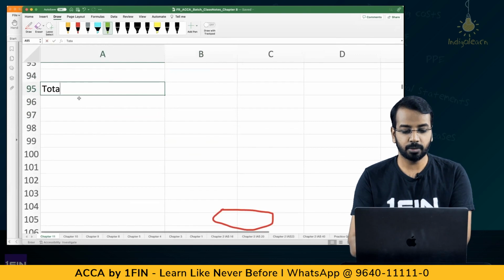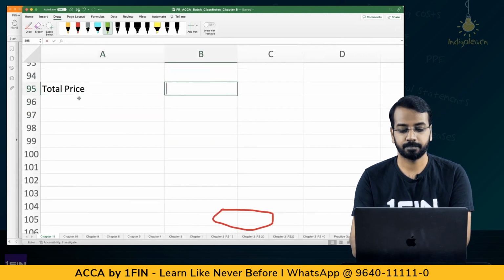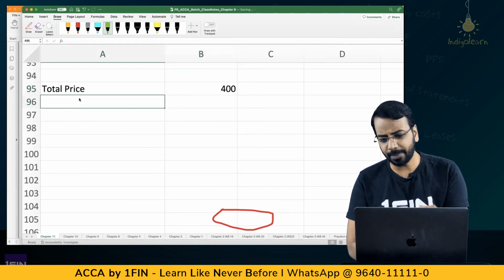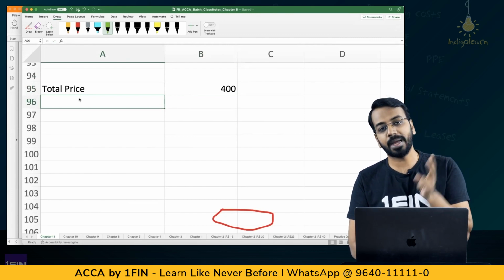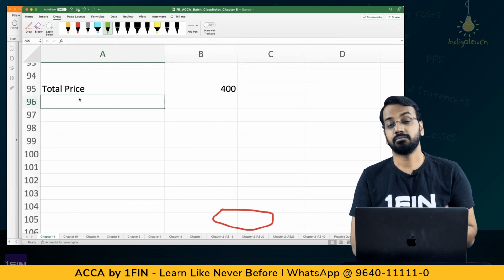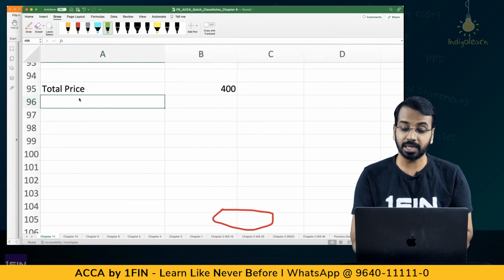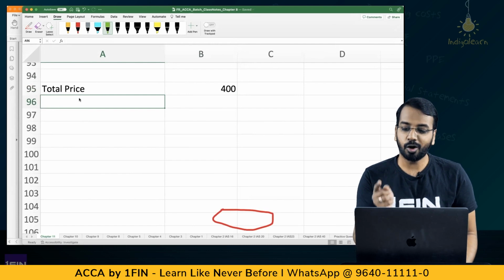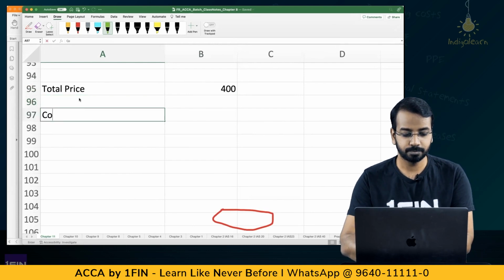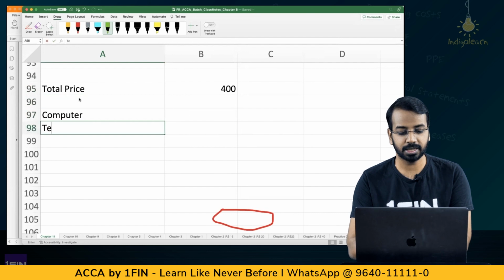Say for example, the total price was 400. Independently, the company says if you buy the computer, pay me 300, and if you want to buy technical support, you have to pay 120. But if you buy both of them together, I'll give you both at 400. Now in this case, tell me how much should we allocate to the computer and how much towards technical support?